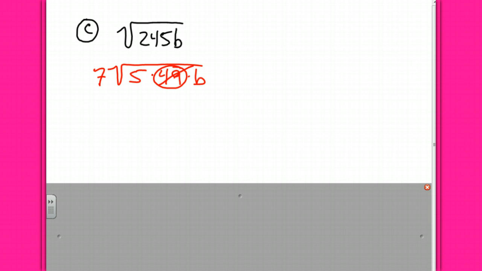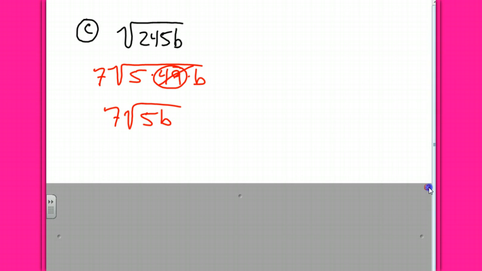And we still have 5 and b in the radical. Are either of those perfect square factors? Not that we know. We don't know what b is, so we have to leave it in, right? So we say 7 times the square root of 5b. And we have simplified the radical. This is how you simplify a radical. We're not actually finding the square root, are we? We're just simplifying it by pulling out the perfect square factors.